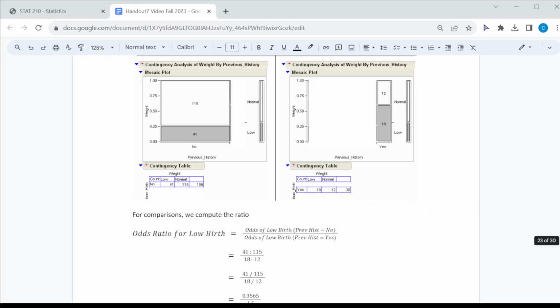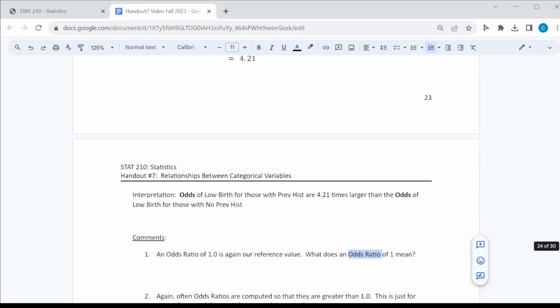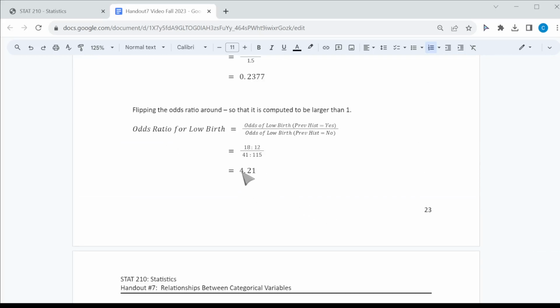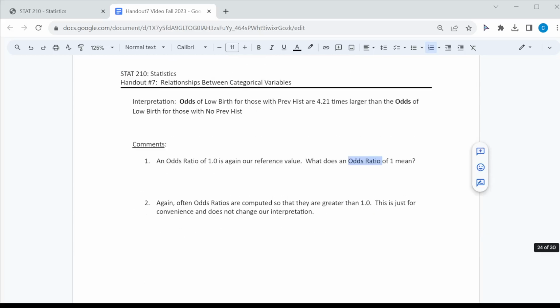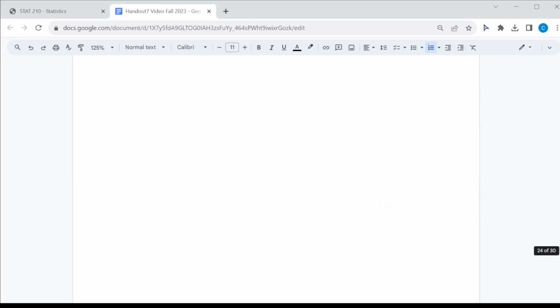Okay, so there's definitely a difference in the interpretation of relative risk ratios compared to odds ratios. An odds ratio of 1 is, again, our reference value. If I have an odds ratio of 1, it means that the odds in the numerator are the same as the odds in the denominator. The only way that I'm going to get 1 in this calculation is if the odds in the numerator match the odds in the denominator. And that's going to be the situation of no difference in odds. If they're greater than 1, excuse me, we often compute these things so that they're greater than 1. Again, that's just for ease of interpretation.